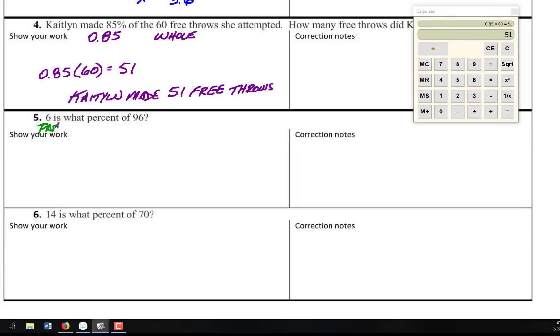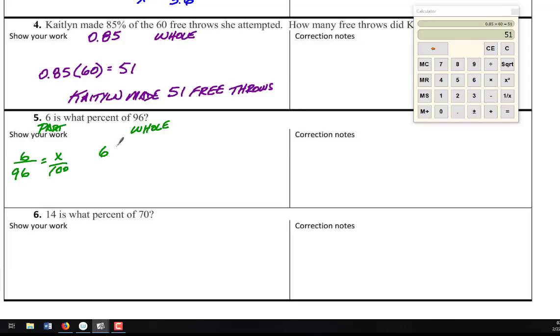Here's our part. Here's our whole. Here's our percent proportion, where the missing thing right here is the percent. So there are 2 ways to do this, just like there were 2 ways to do the others. Way number 1 is using the cross product. So let's do that first.